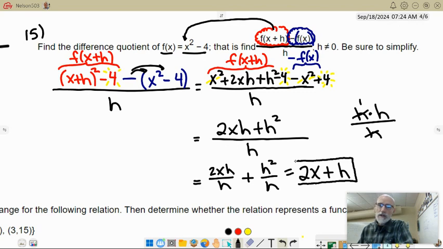It has a lot of meaning in calculus right now. We're not so worried about what the meaning is. We're just trying to do that algebra.